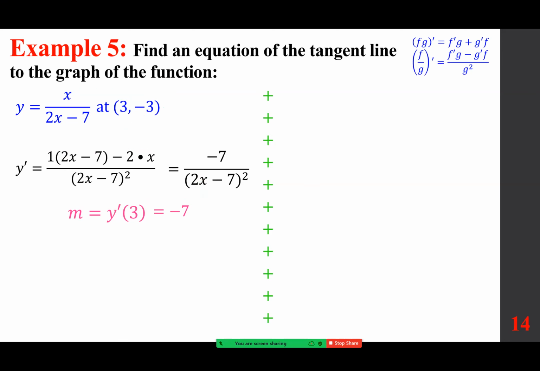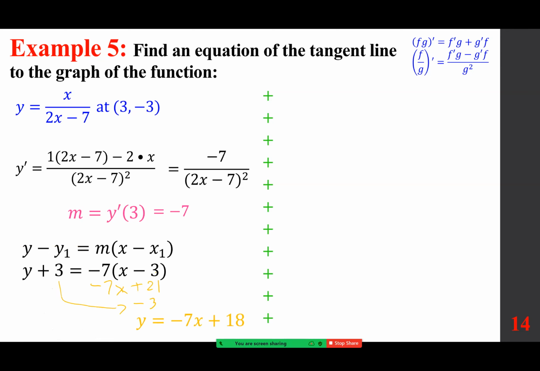So y minus y1, that means y minus negative 3, or y plus 3, equals m, that means negative 7, times x minus x1, that means x minus 3. We're going to distribute: minus 7x plus 21, and we subtract the 3. We get y equals minus 7x plus 18.